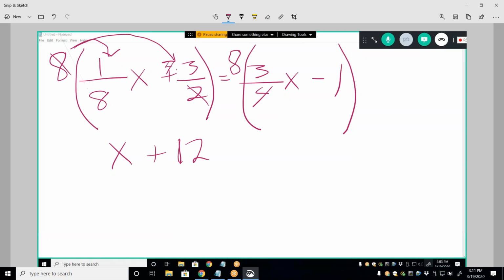Okay. Now let's do the same thing on the right side. Reduce the 8 over 4. So what is this times this?